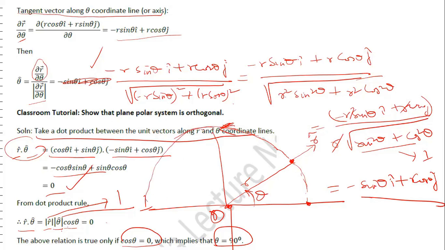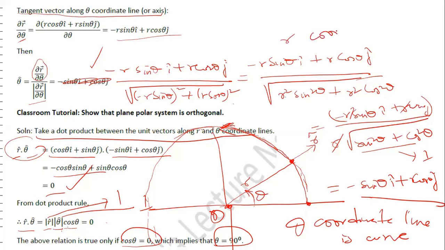For a fixed value of r, if you increase theta from 0 here, the point will move along this and it will move around like this. It will perform a circle. So as you can see, your theta coordinate line is a curve. Whereas your r coordinate line is a straight line.